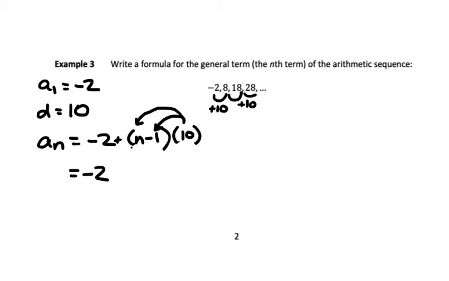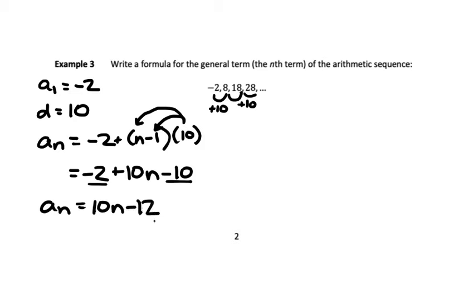So we have negative 2 plus 10n minus 10. And then lastly, combine the like terms of negative 2 and negative 10. That gives me 10n minus 12, or negative 12 plus 10n. You could write it that way as well. So this is my formula for the general term.